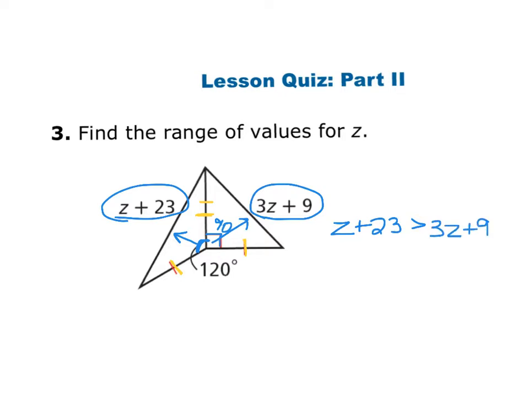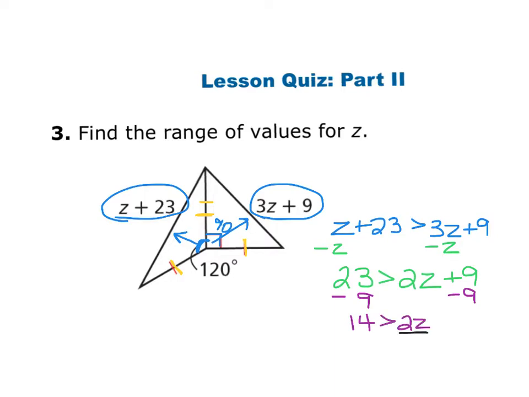So I want to solve for Z. I'm going to subtract Z on both sides. 23 is greater than 2Z plus 9. Subtract the 9. 14 is greater than 2Z. And divide by 2. 7 is greater than Z, so Z would be less than 7. So I know that's the top end of my range.